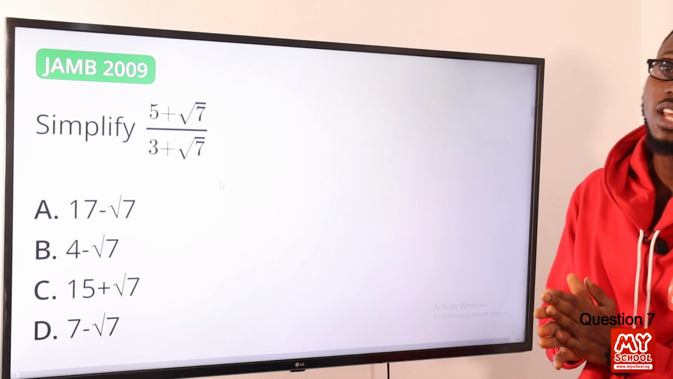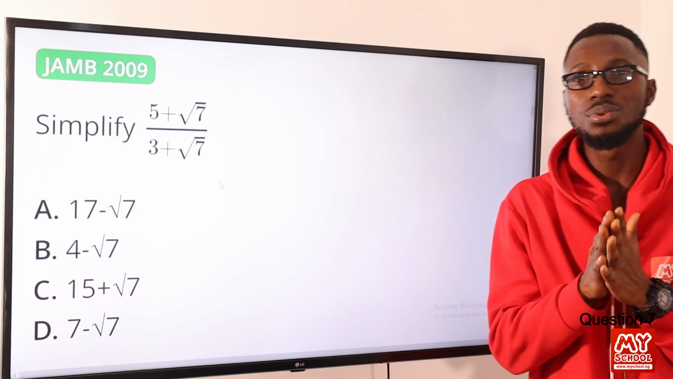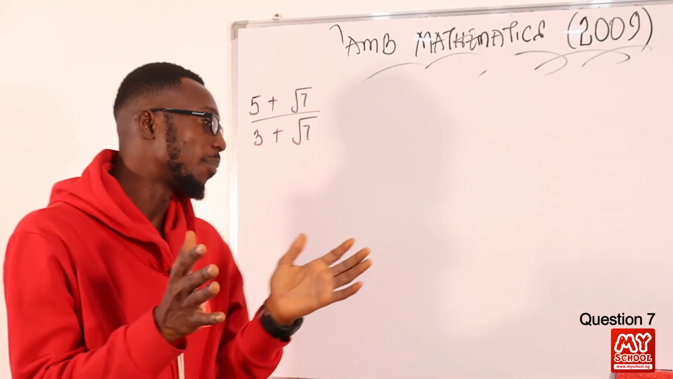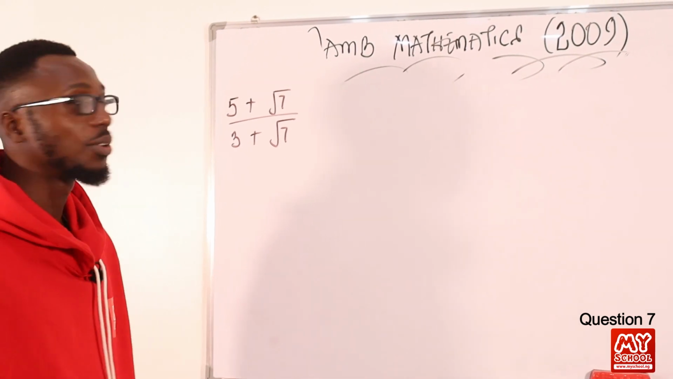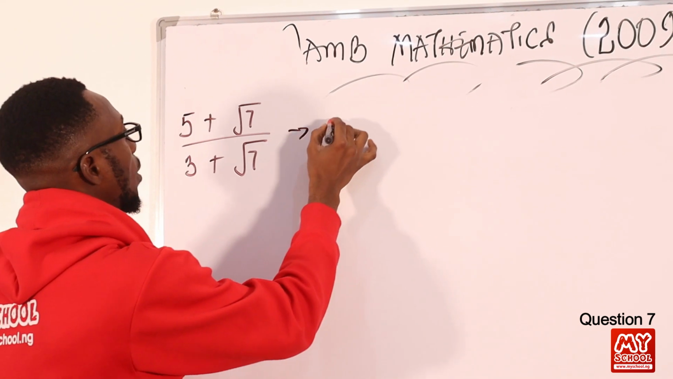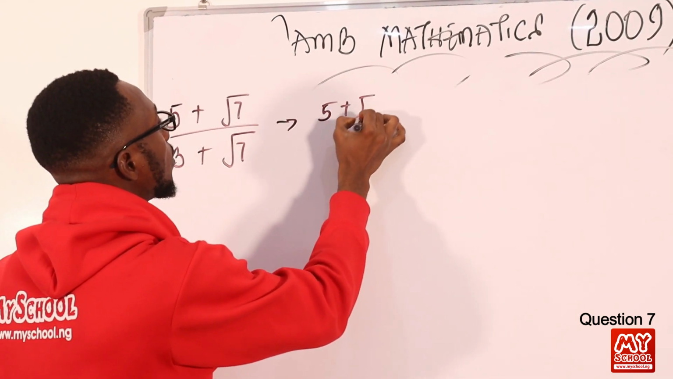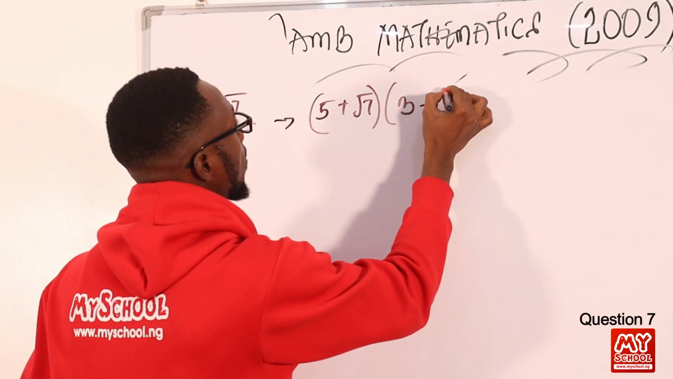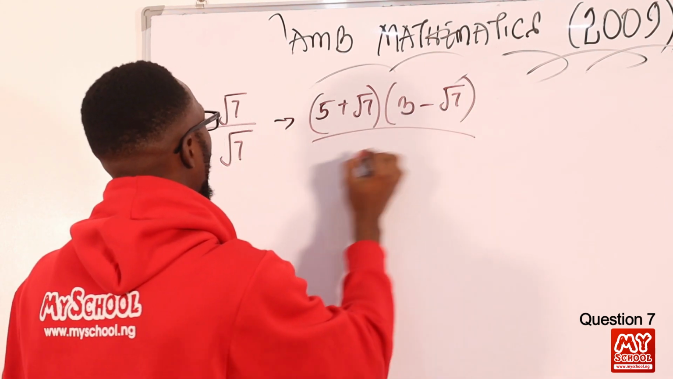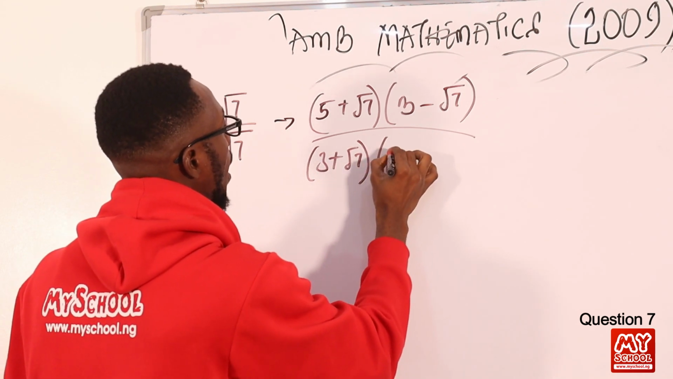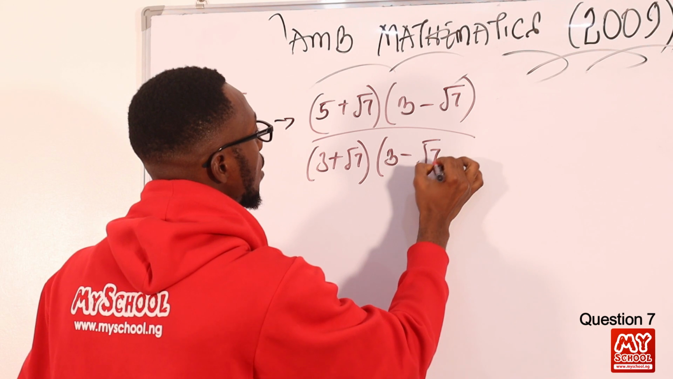Question 7. Simplify 5 plus root 7 over 3 plus root 7. The method we need to adopt right there is to use the rationalization procedure. So how do we rationalize the denominator? We just have to use the conjugate of this, so that should give me 5 plus root 7 multiplied by 3 minus root 7, over this 3 plus root 7 multiplied by 3 minus root 7.